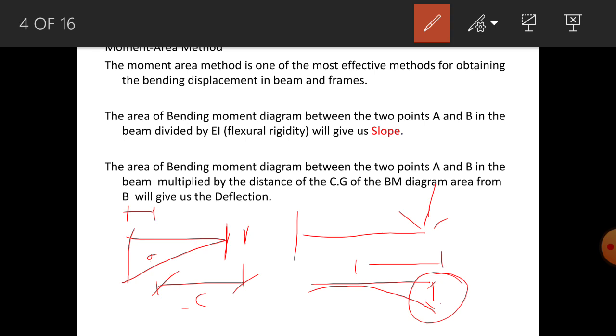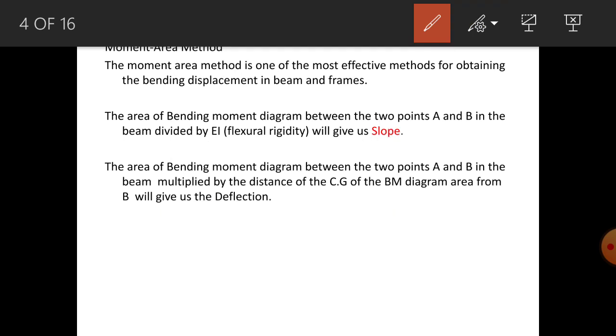That distance is called the center of gravity distance. The center of gravity distance from the point where you want the deflection is to be multiplied to the bending moment area diagram. The area of the bending moment diagram, to that you have to multiply the distance of CG. You have to find out the CG of the bending moment diagram, not of the beam, and this is very important.